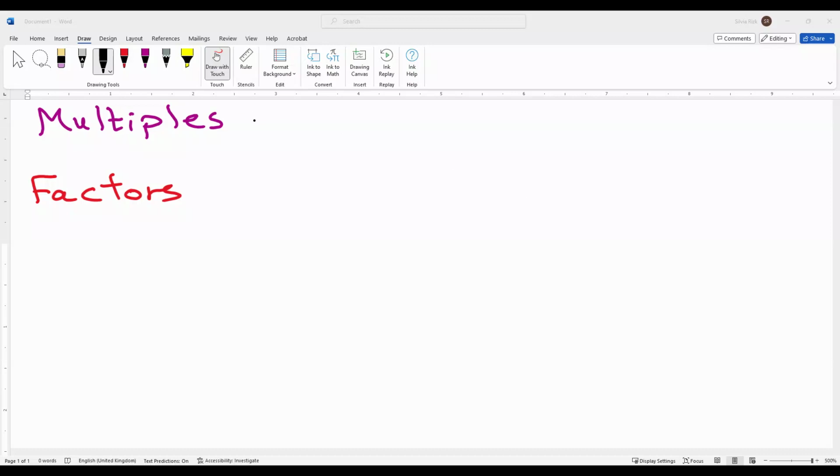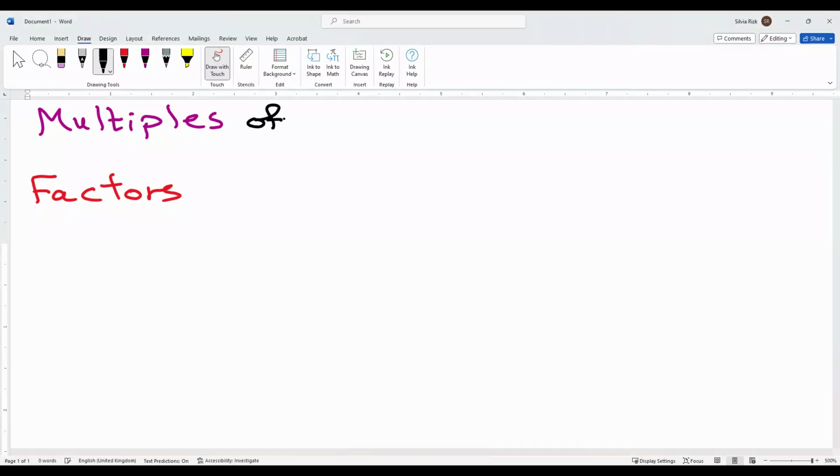Okay, guys, this lesson is about revising multiples and factors. I know that the majority of you told me that you get confused about them. So let me differentiate them for you. Multiples come from multiplying, okay?